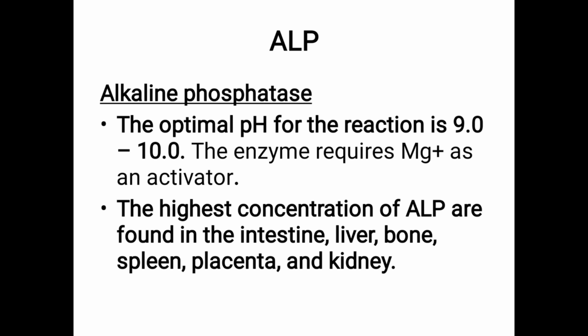The highest concentrations of ALP are seen in the intestine, liver, bone, spleen, placenta, and kidney. There are 6 isoenzymes of ALP. No need to go into detail. So in all these places, ALP is found: intestine, liver, bone, spleen, placenta, and kidney.